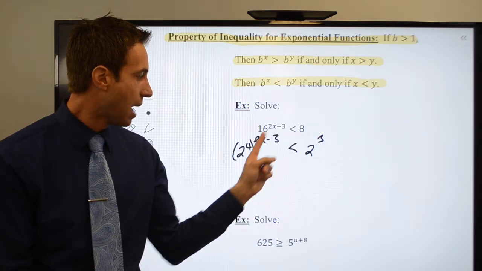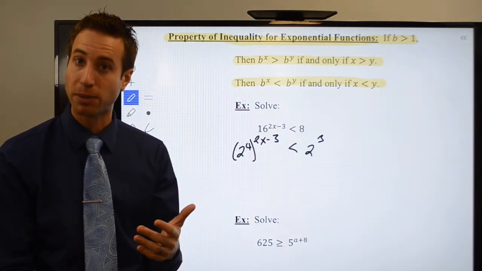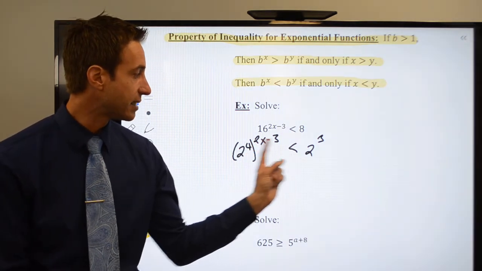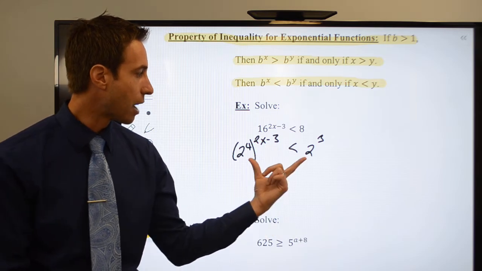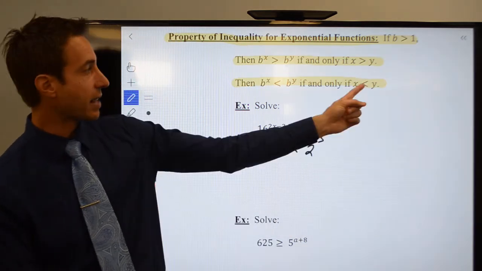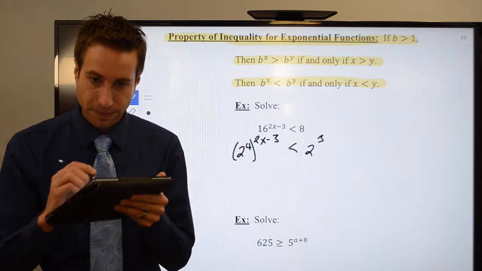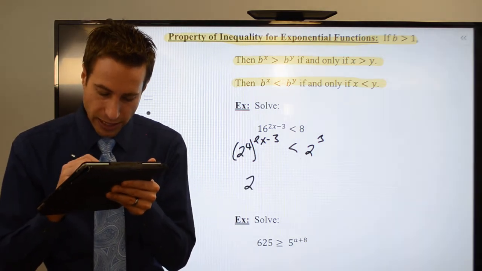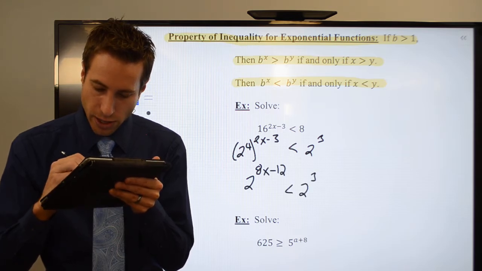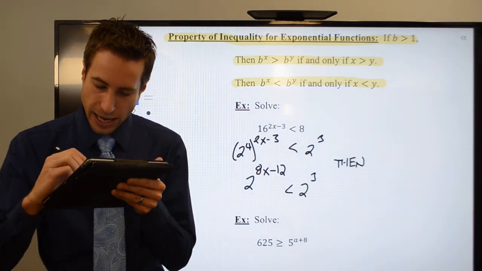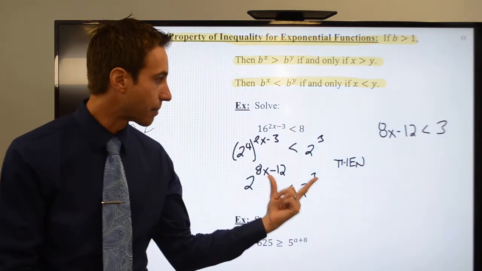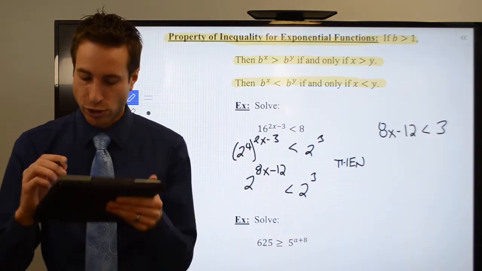So I've got my 2 to the 4th, which is just rewriting the 16. Now my bases are the same. I have to take care of my properties of exponents, where I multiply the exponents together because of a power. But don't forget to distribute the 4 through that entire quantity, 2x minus 3. And then I'll just set the exponents to each other using the inequality I've been given. Actually, it's this one right here. So here's what I've got. I will then have 2 to the 8x minus 12 is less than 2 to the 3rd. Then I know that 8x minus 12 is going to be less than 3, right? I just take my exponents, I set up my inequality, and let's solve for x.